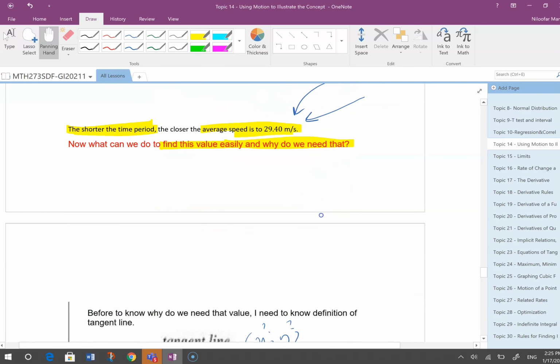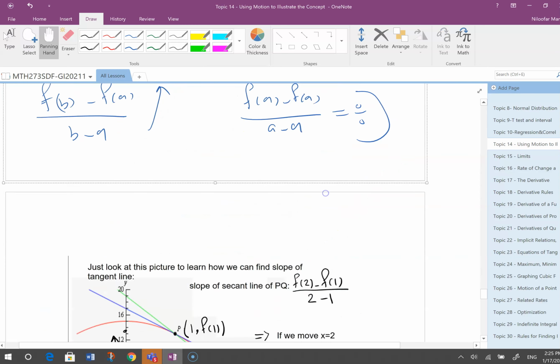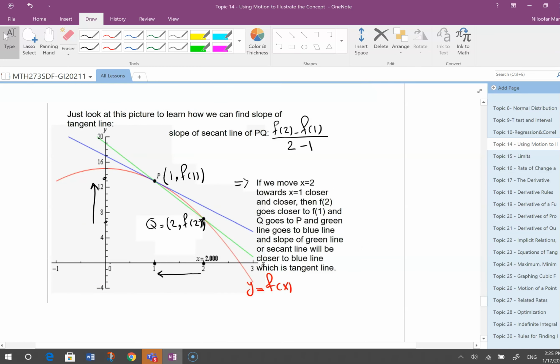So a tangent line is a line which touches the graph at just one point. So I have just the coordinates of one point, not two points. If I want to find the slope of the tangent line, I have trouble. I would say, let's look at this graph.